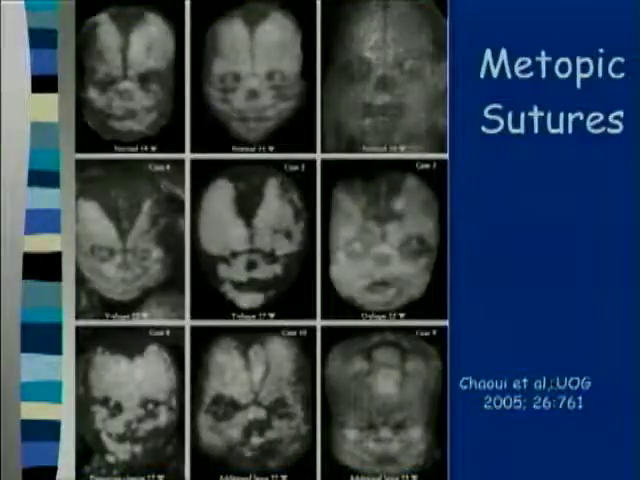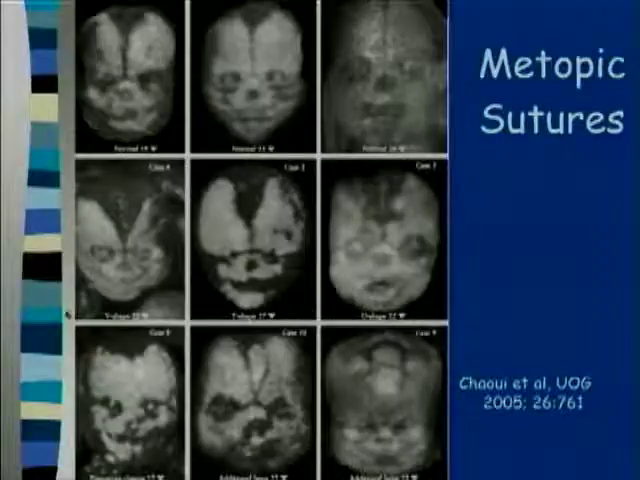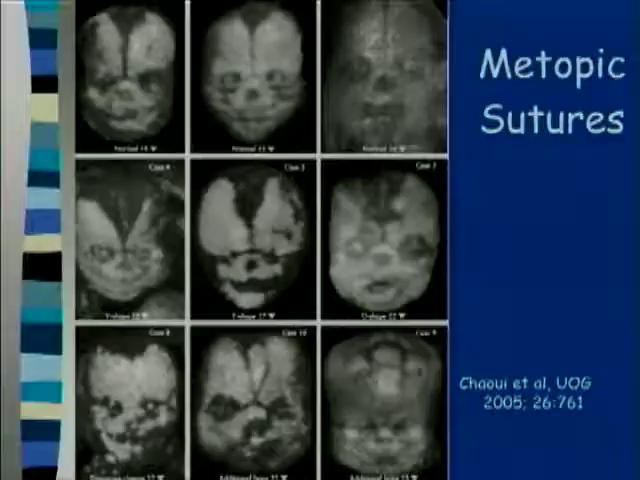Now, Chaoui and Benoit published this paper looking at metopic sutures and showing what a normal metopic suture looks like at 19, 23, and 30 weeks. And then an abnormal one that they called V-shaped, and then a Y-shaped one, and then a U-shaped one. And then here we have premature closure like we did in the case I just showed you. And then here's some additional Wormian bones in both of these cases.